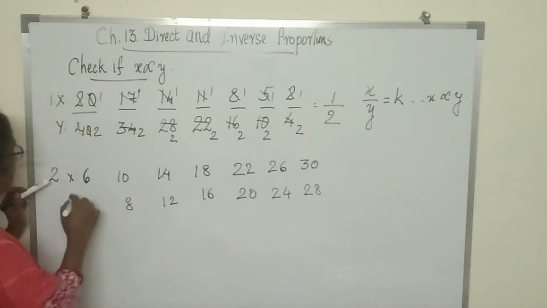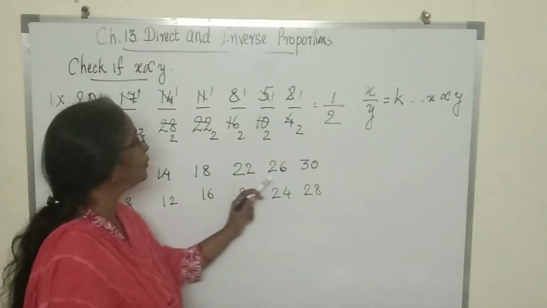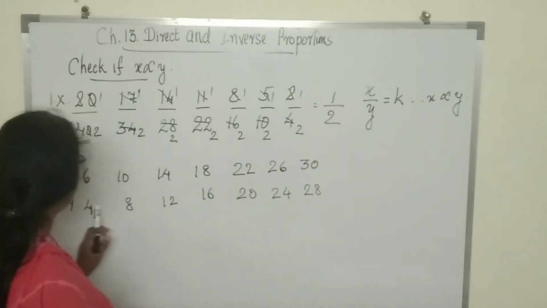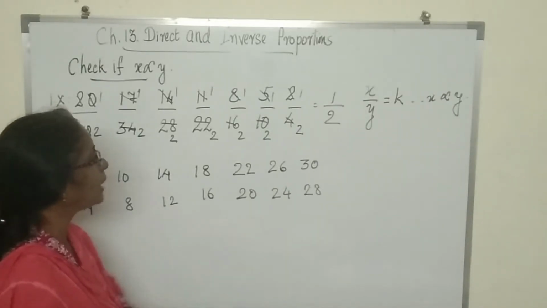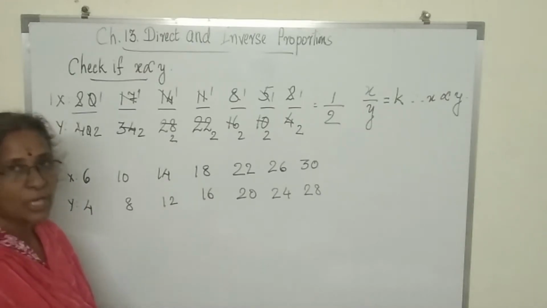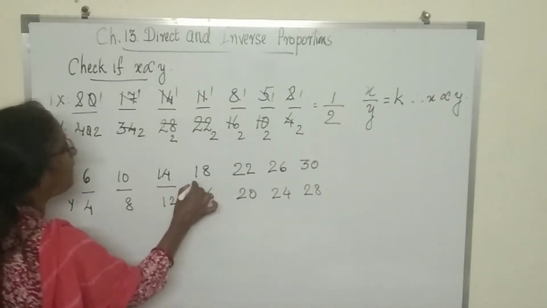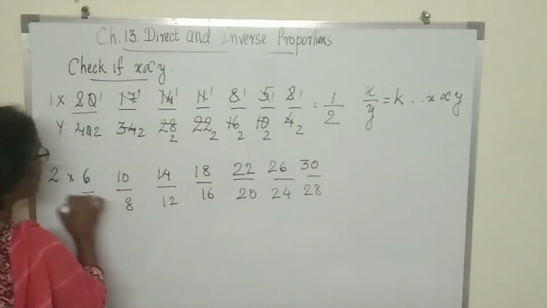Similarly, here is another example: 6, 10, 14, 18, 22, 26, 30. These are the values of x. And 4, 8, 12, 16, 20, 24 and 28 are the values of y. Now find out x upon y. Here both are divisible by 2.